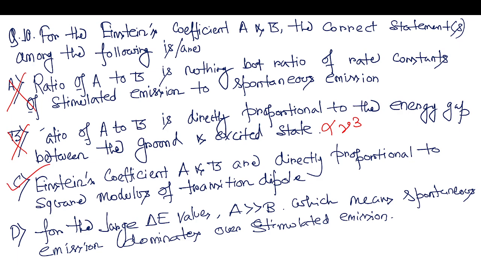And now D: for large delta E values, A is greater than B. That is correct, which means spontaneous emission dominates over the stimulated emission. That is a correct option. Okay, with this, we have covered all the questions of question number 4. So I think this is our last class.